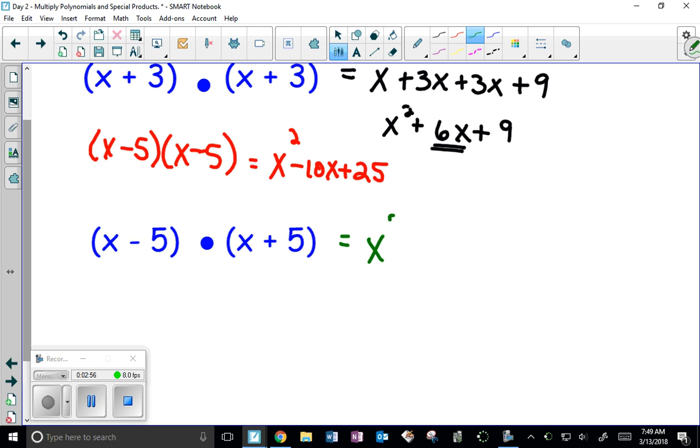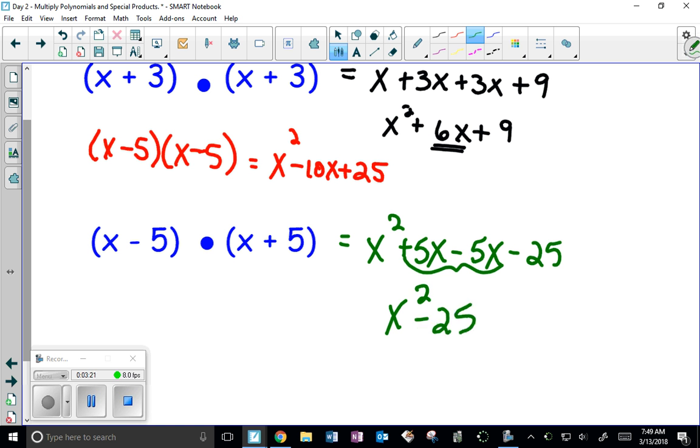So I get x squared. Outer term is a positive 5x. Inner term is a negative 5x. And of course, last terms, this is going to be a negative 5 times 5, so that's going to be a negative 25. Looky here. They cancel out. Your middle two terms cancel out, and you'll just be left with x squared minus 25. And that will happen every time you have what they call a conjugate pair.